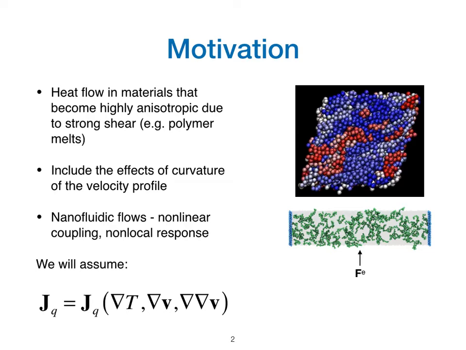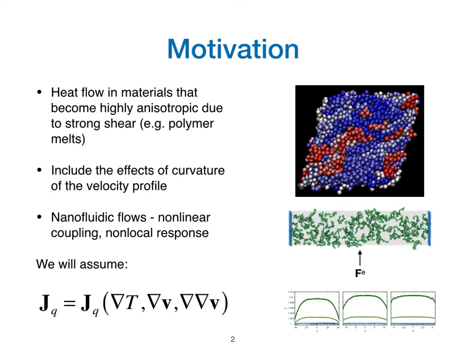You can also have shear flow driven by an external field, as you see in the lower part of the figure, where you have a polymer solution between two walls that's driven by an external field, and that'll develop a quadratic velocity profile where the strain rate has a curvature. So in the lower case, you can see a temperature profile that shows there's a temperature gradient across the system. Heat will flow from the center to the walls, and depending on the width of the channel and the strength of the external field, that temperature gradient will vary.